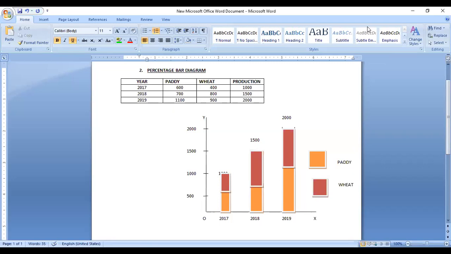We can then proceed to prepare the component diagram as per the procedure we have already discussed. In percentage bar diagram, all the bars will be of the same height, as all percentages will be up to 100. Now we will do the same example, and I will continue with how to convert it into percentage bar diagram. So this is the third one.